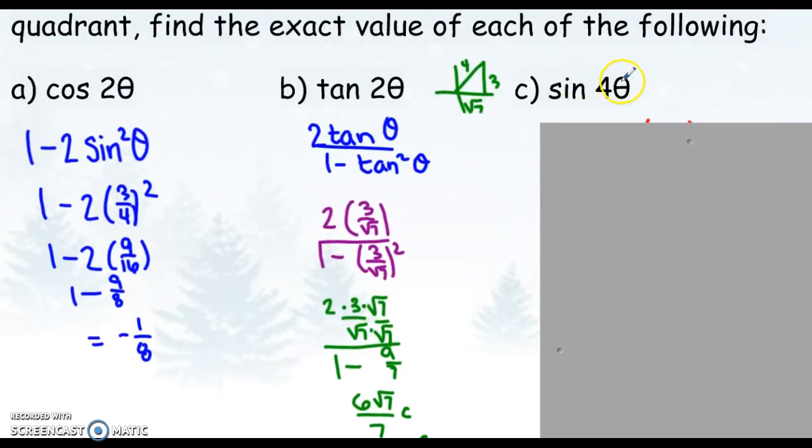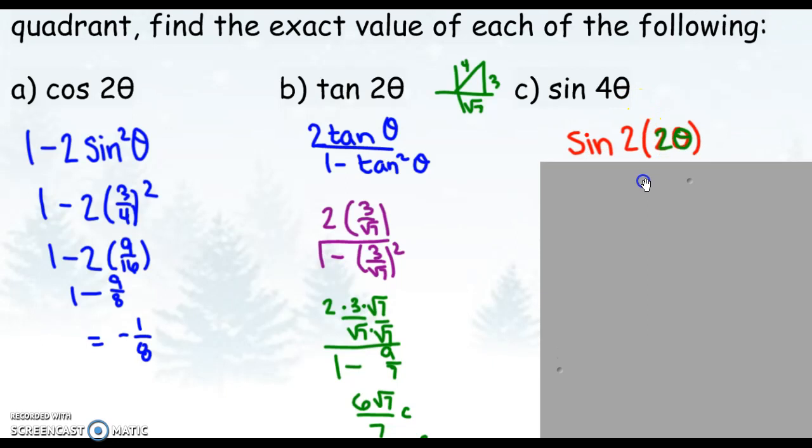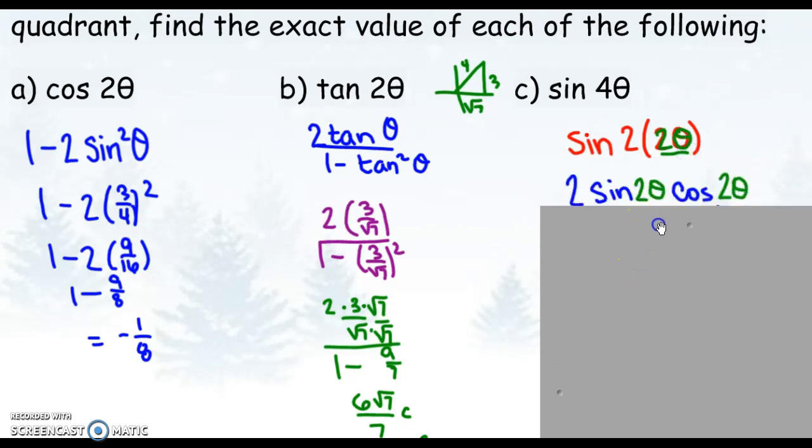This next one is the sine of 4 theta. And that's theta plus theta plus theta plus theta, or 2 times 2 theta. So I'm going to use my double angle formula for sine, this time using 2 theta as my angle. And that looks like this: 2 times the sine of 2 theta times the cosine of 2 theta.